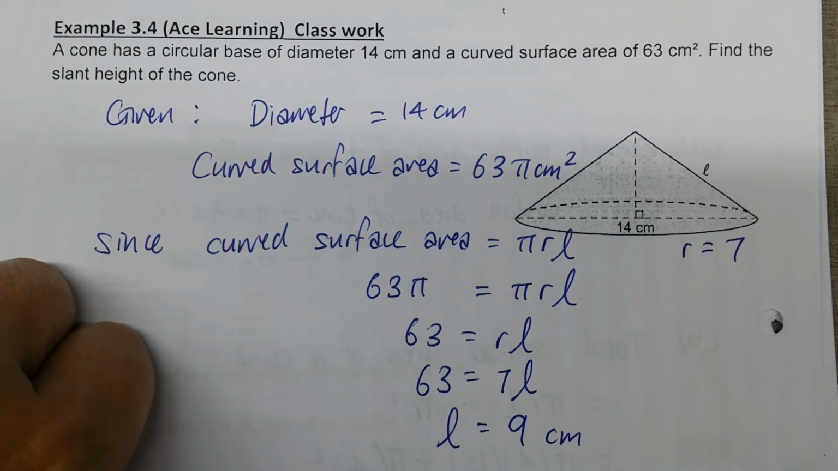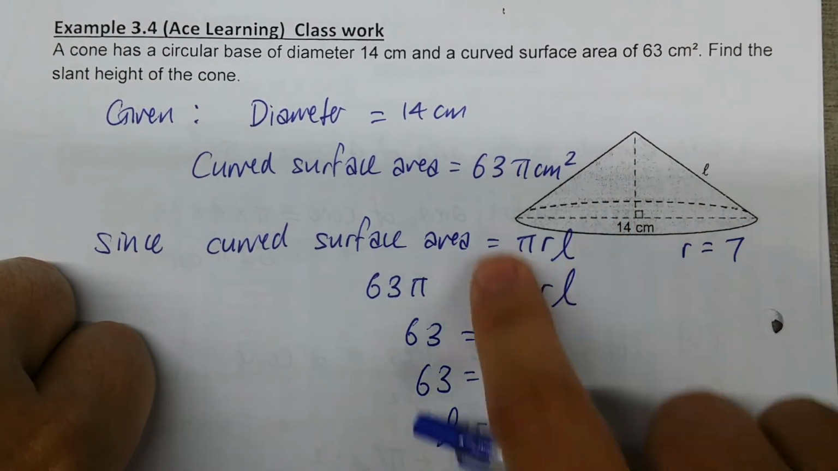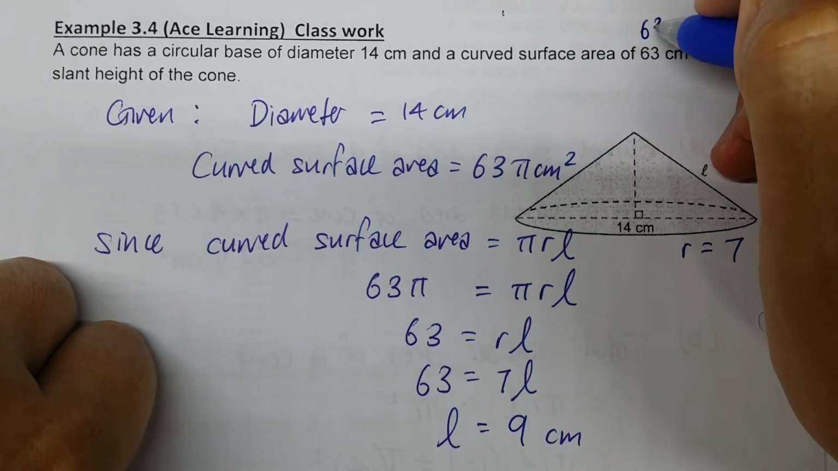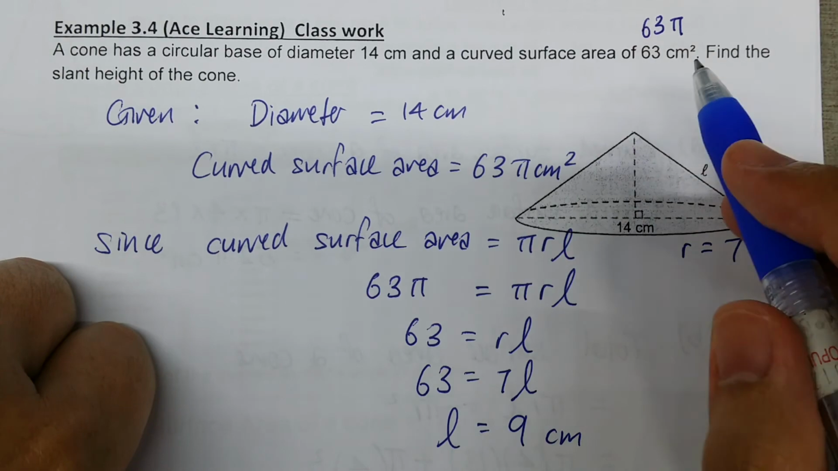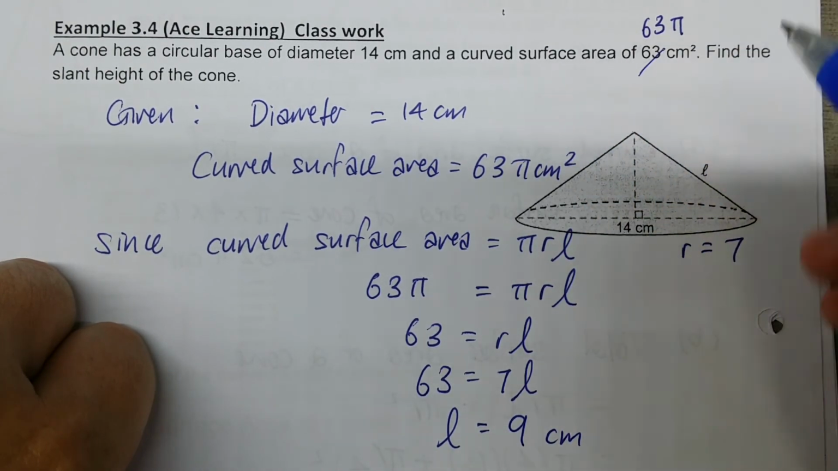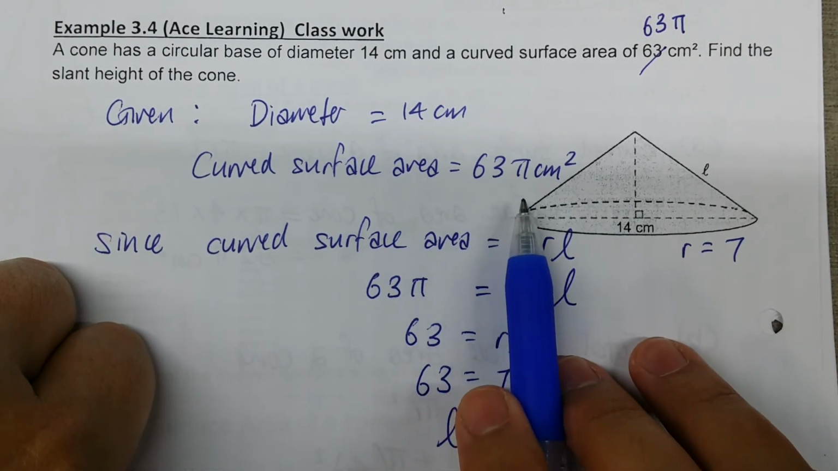Oh, did I write wrongly? Let me take a look. I think there's a mistake in the question. It should be 63 pi, because I copied this from the ACE Learning answer solution. This should be 63 pi. Okay, please change. So curved surface area is 63 pi cm square.